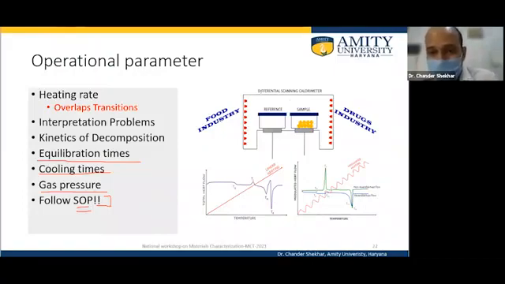So this is the differential calorimeter diagram given on the right, and how much time do I have? Okay, I should move a bit quickly.